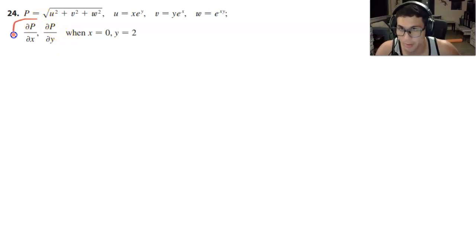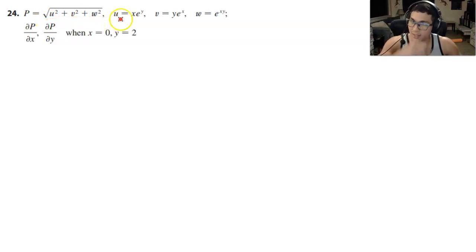Okay, so our goal is to find dp/dx and dp/dy. And p is a function of what? p is a function of u, v, and w. So p is a function of three variables. And then each of those variables is a function of x and y.